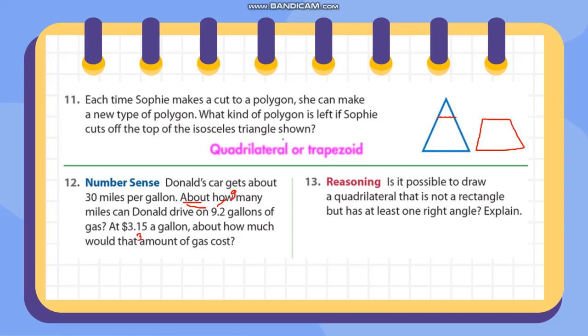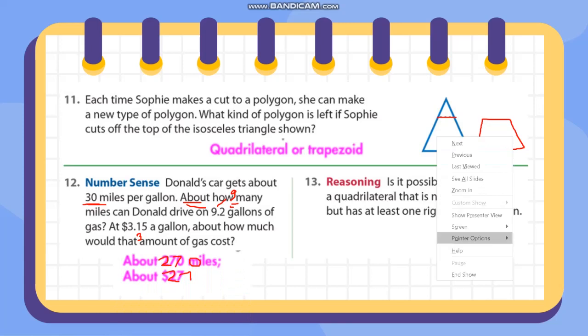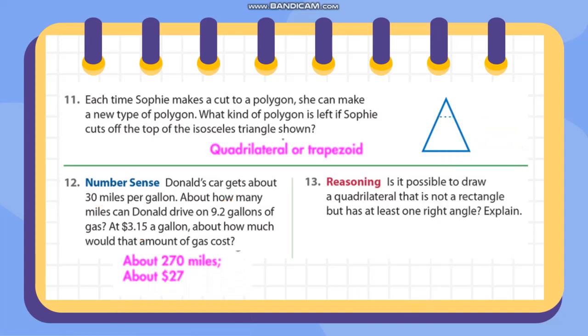So in order to find out about how many miles Donald can drive on 9 gallons, I need to multiply 9 by 30 miles per gallon. 9 multiplied by 30 is equivalent to 270. Then in order to get the amount, I simply multiply 9 by 3, and that is equivalent to 27. That's why the answer is about 270 miles, and the money that he needs to pay is about $27. So that is the money that he spent. Okay, so that is the answer for question number 12.